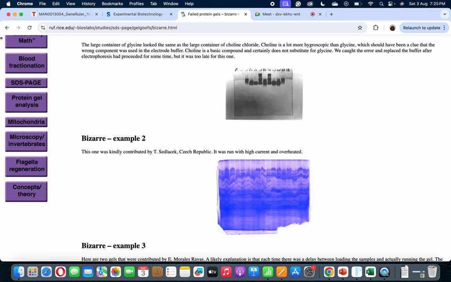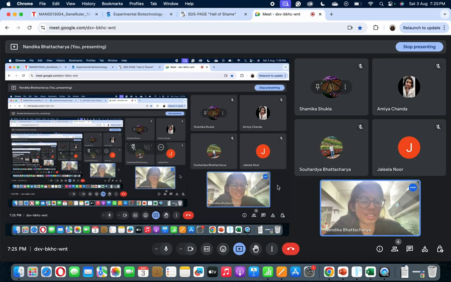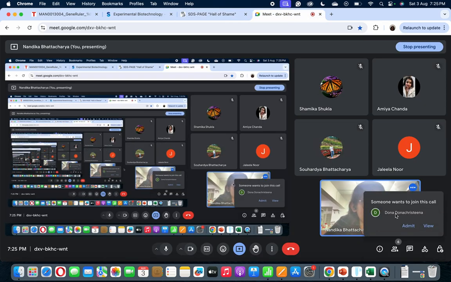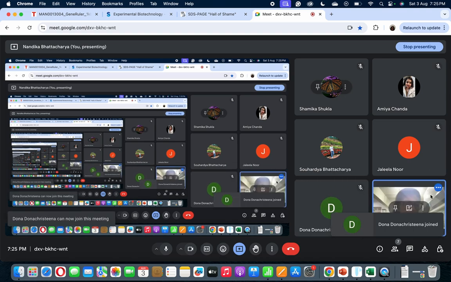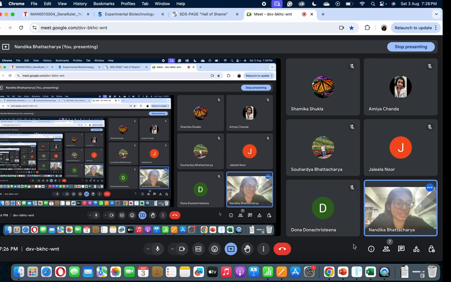If you do run into problems, you can always come to this page and see if you can see anything similar and have a look at what went wrong. Now, what else we can do is maybe look at an analysis software called ImageLab.